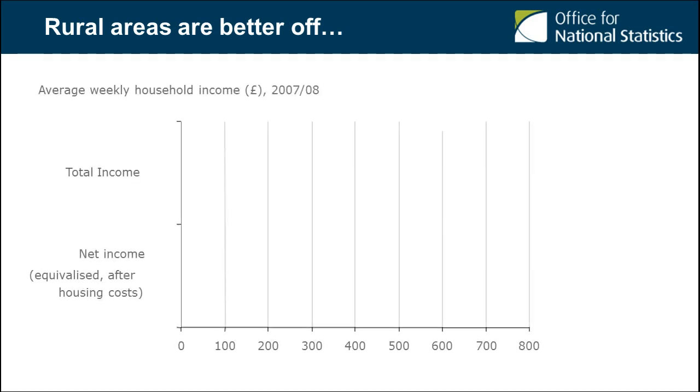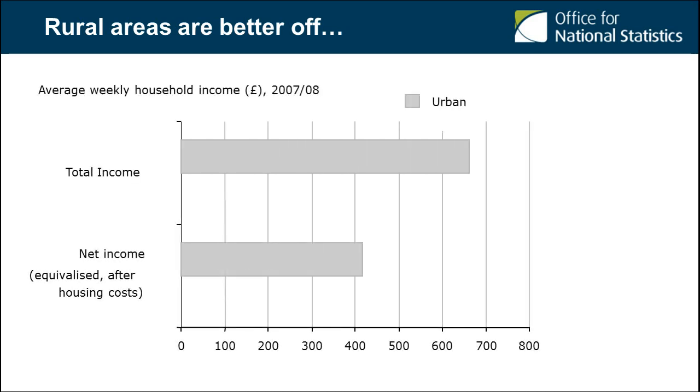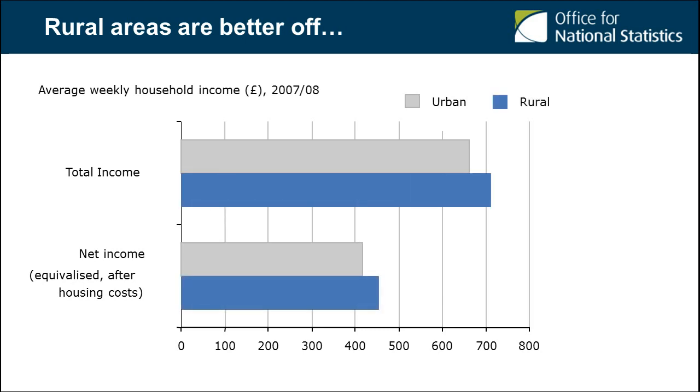ONS published data on small area incomes, covering different measures for households. The average level of total income for urban households is shown here alongside net income, which takes account of taxes, who lives in each household, and some housing costs. Rural households have higher incomes, in these cases around 7% and 9% higher. Over the course of a year, this corresponds to £2,500 and £2,000 respectively.